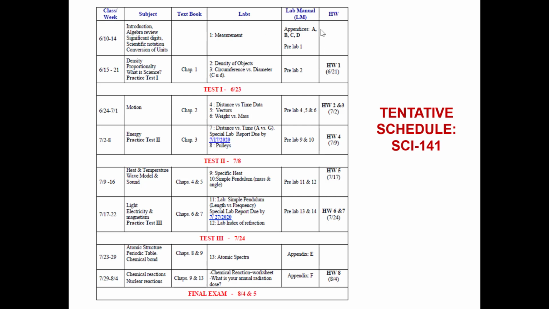Then what did you have to complete? You had to complete Lab number 1, which is measurements. You need to complete appendices A, B, C, D, and the pre-lab 1. Yes, the due dates you can find in Canvas.